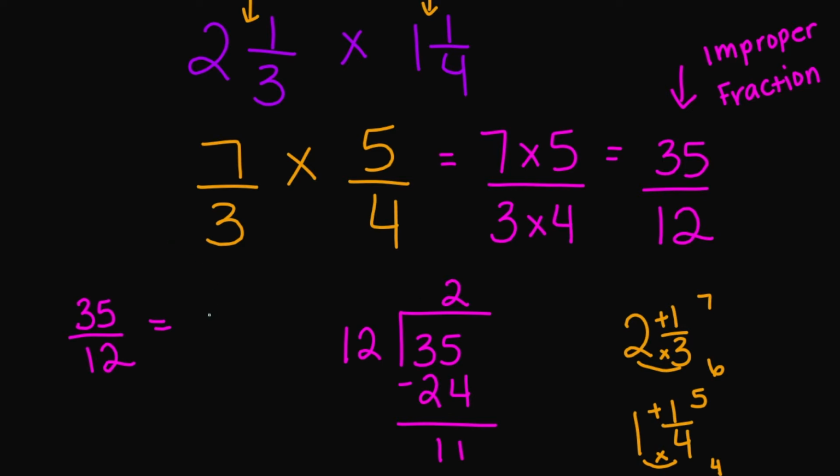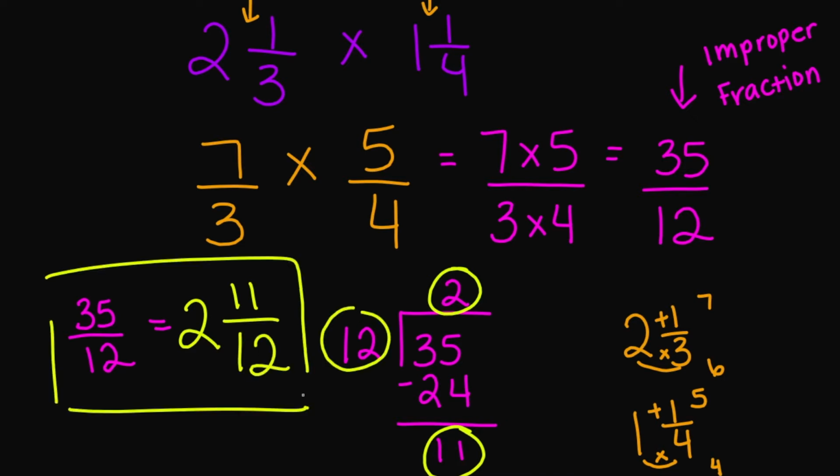So to turn this back into a mixed number, we have my 2, which is my quotient. This is my whole number, and 11, which is my remainder, which is my numerator, and then your divisor is going to be your denominator. And this is your final answer.